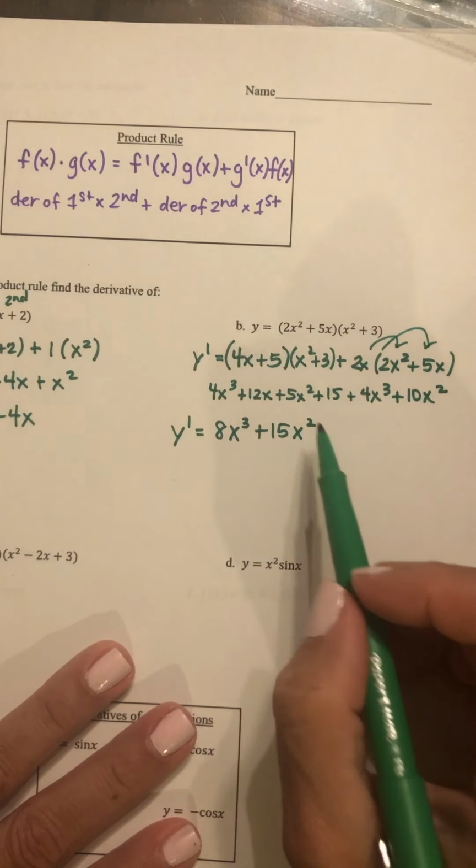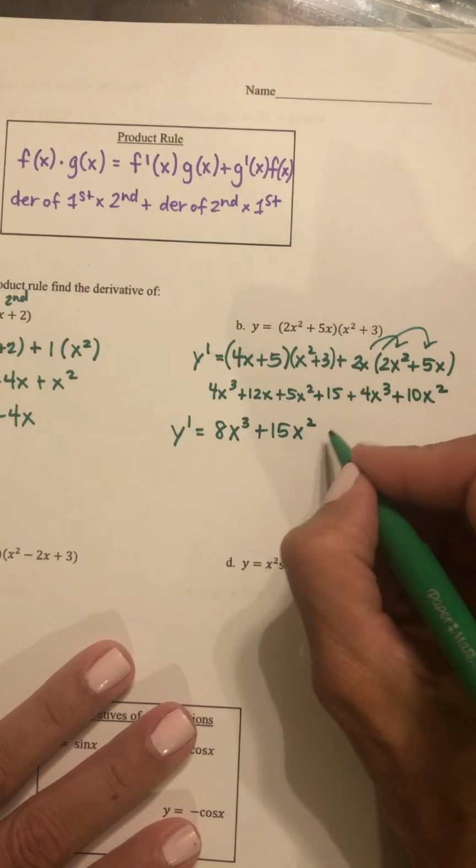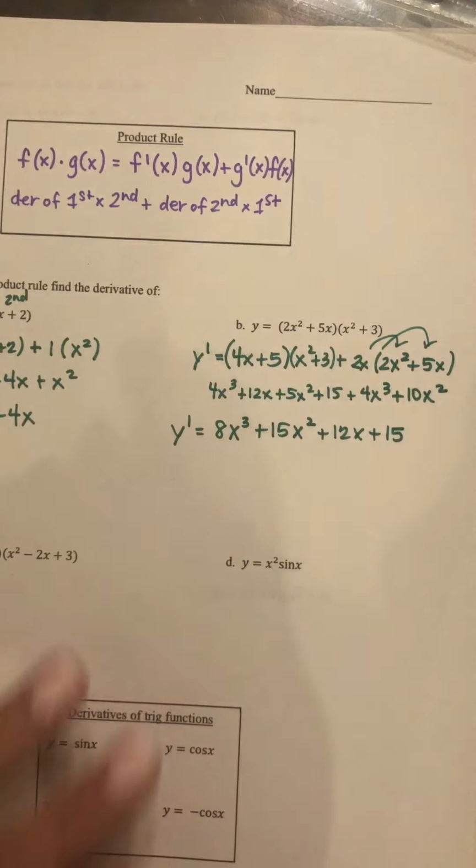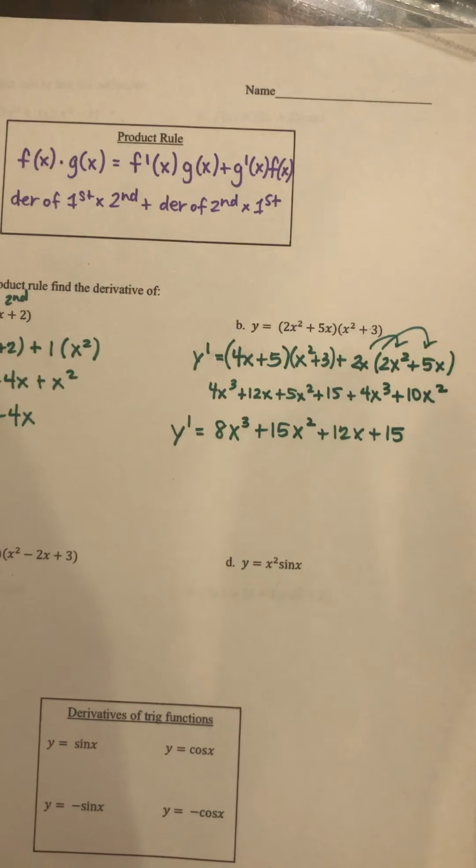I see just a 12x. And then just a 15. And you're all done. All right, so you're probably like, well, why do I have to do this? Why can't I just multiply these all out and just use the power rule from before? And to some degree, you can.